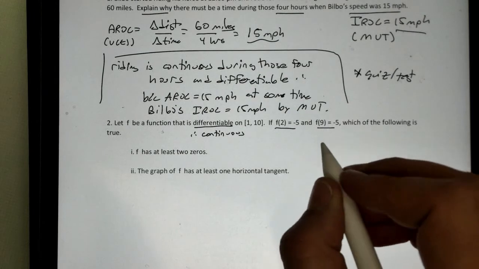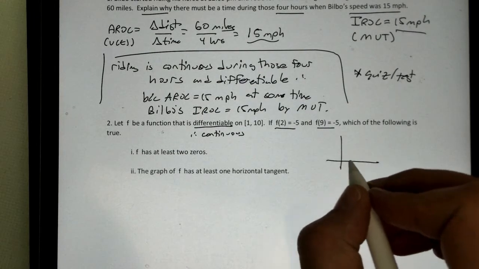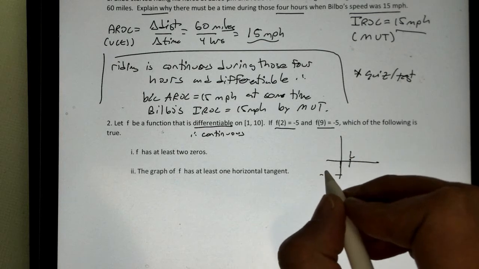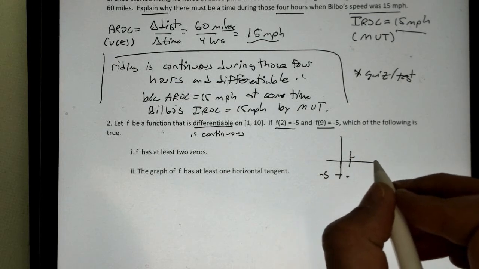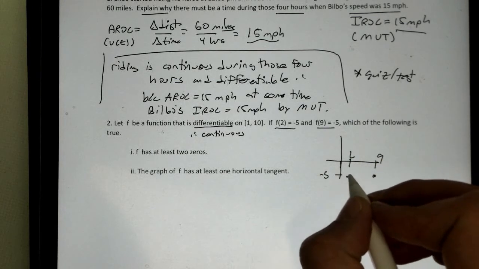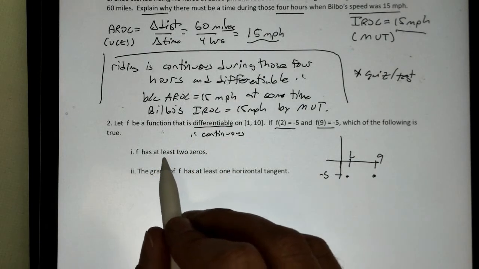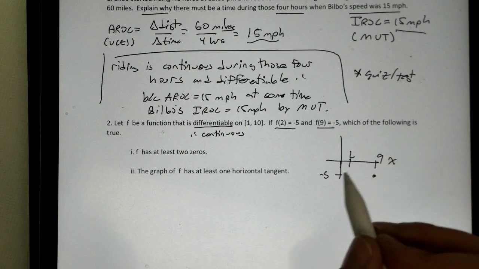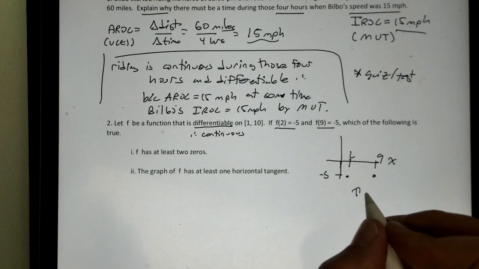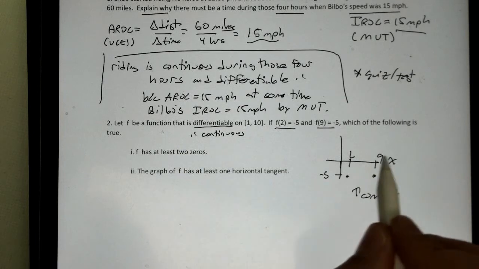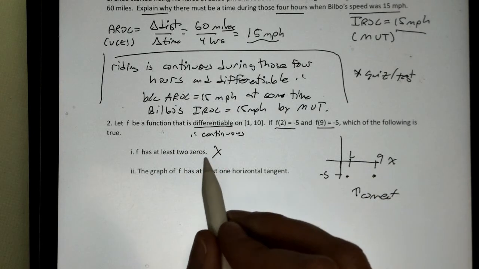So I'm going to sketch it out. At 2, my value is negative 5. And at 9, my value is negative 5. So if I were to look at this, must we cross the x-axis? If I were to connect these two, must it cross the x-axis? And of course the answer is no.